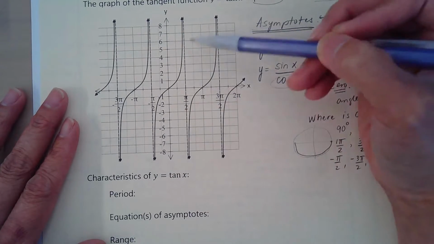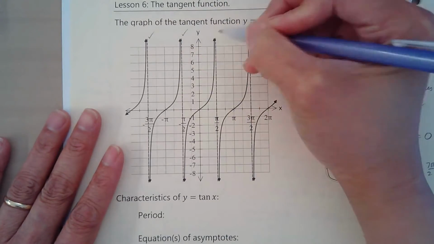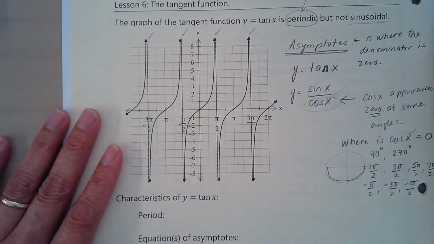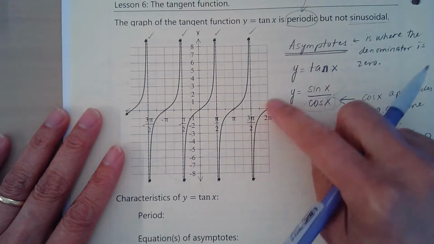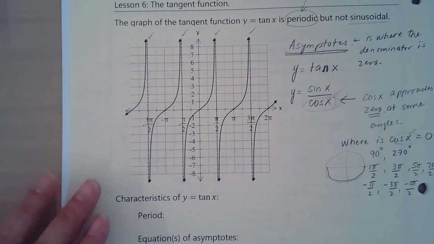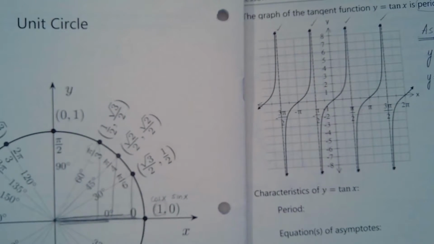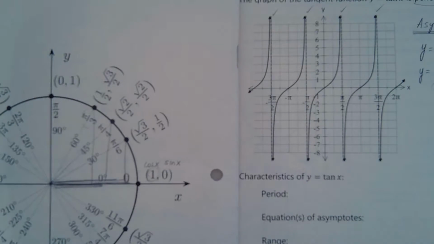Now we have to explain the shape of this. We've accounted for where the asymptotes are, but why is the shape like that? Okay, let's see. I'm just going to do this side by side here, and then we'll go on from there.